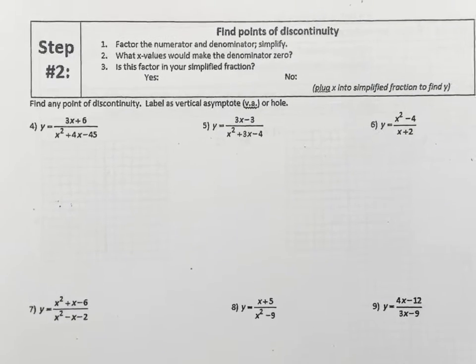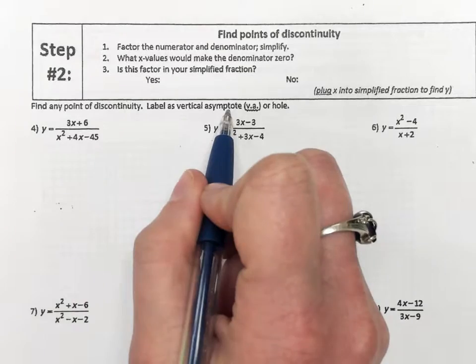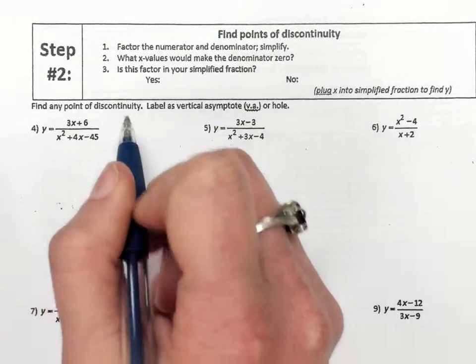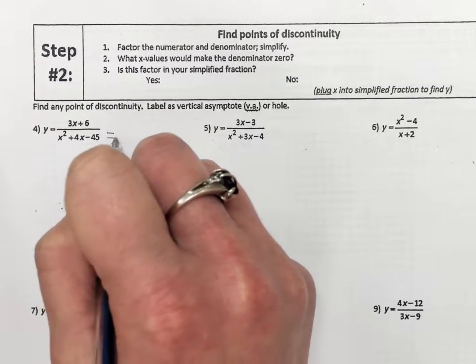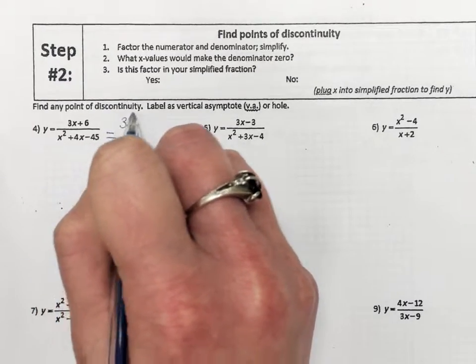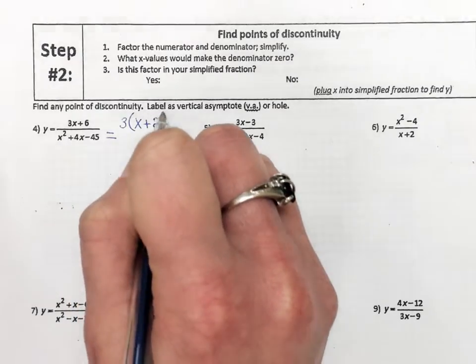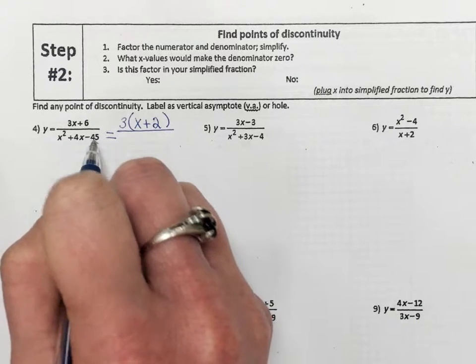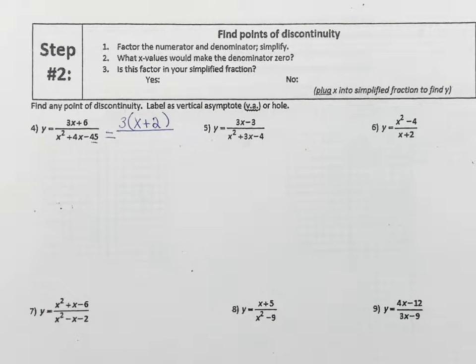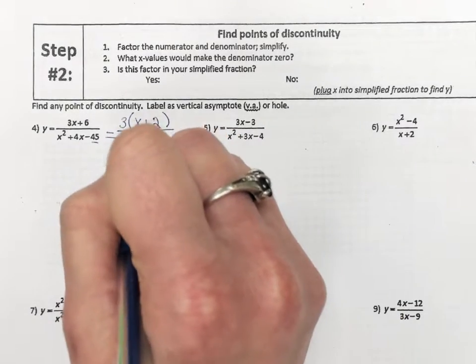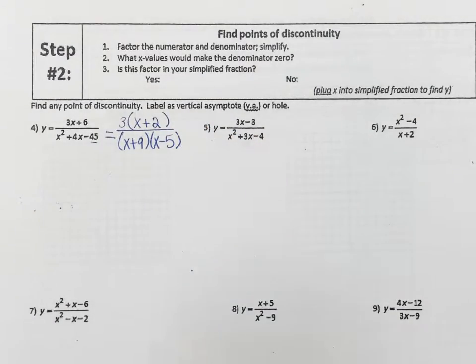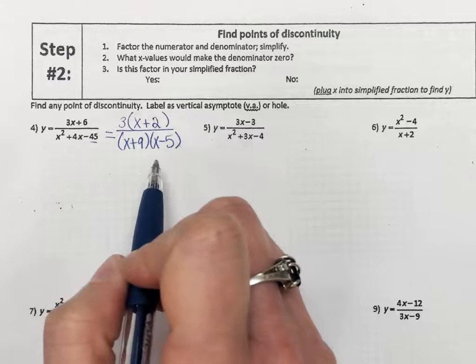Alright, but today we're going to talk about vertical asymptotes. Here's what you have to do. First thing is you have to factor these like normal. So the top would factor with a GCF of 3, leaving you with x plus 2. And on the bottom, you would need to find factors of 45 that add or subtract to be 4. That would be positive 9 and negative 5. So you want to check to make sure nothing cancels. And nothing cancels out, so you're good to go.